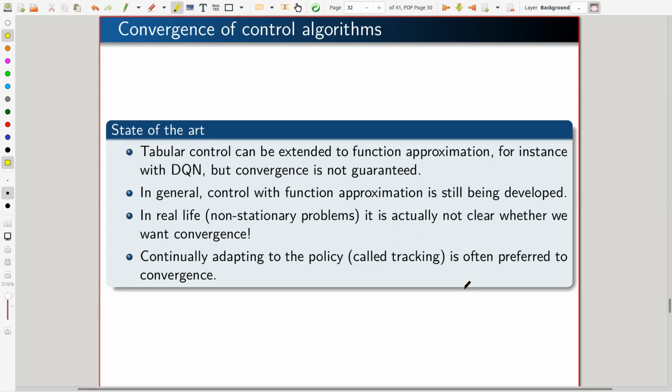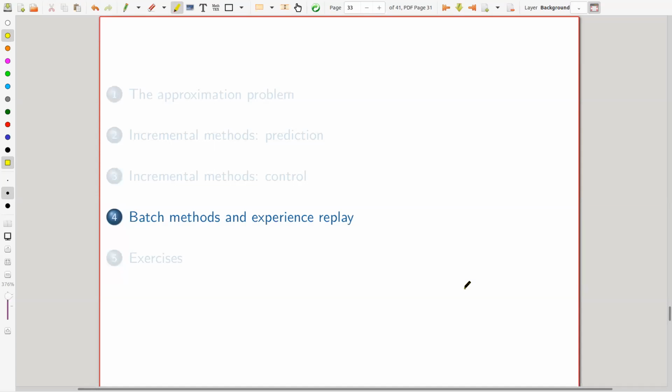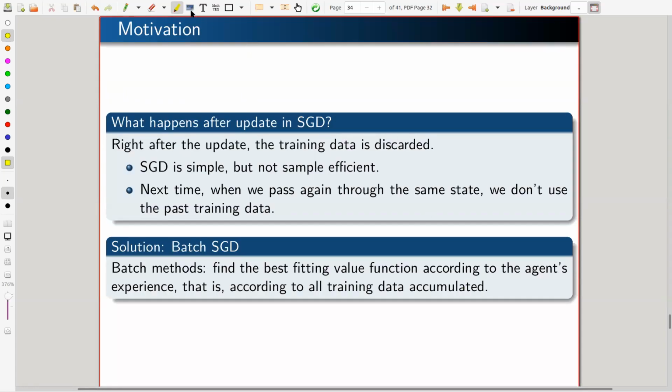Okay, there is something more that I wanted to tell you, that is experience replay, and then we are over. Let me check the time. We have 5 minutes. I will start talking about experience replay now, but if you have questions about previous sections, please feel free to interrupt me.